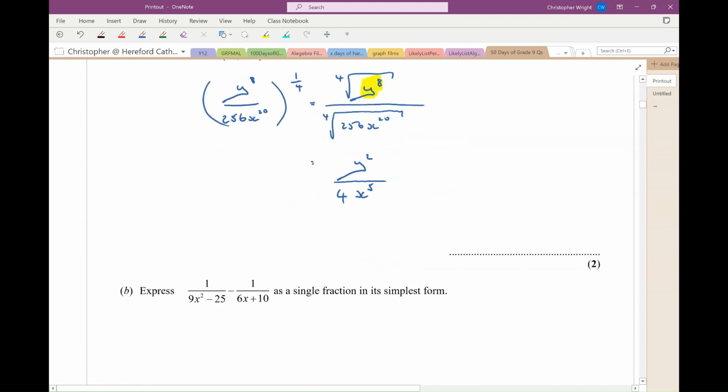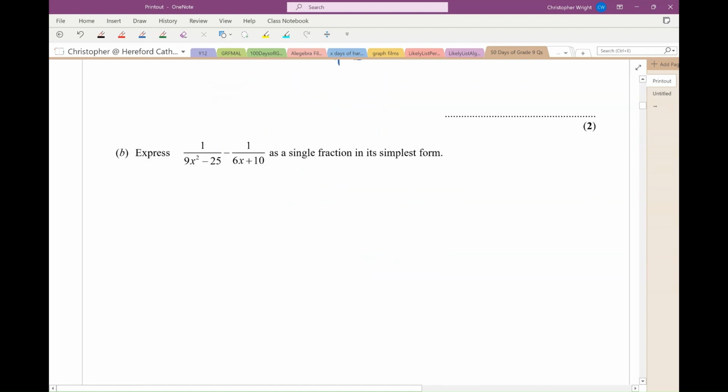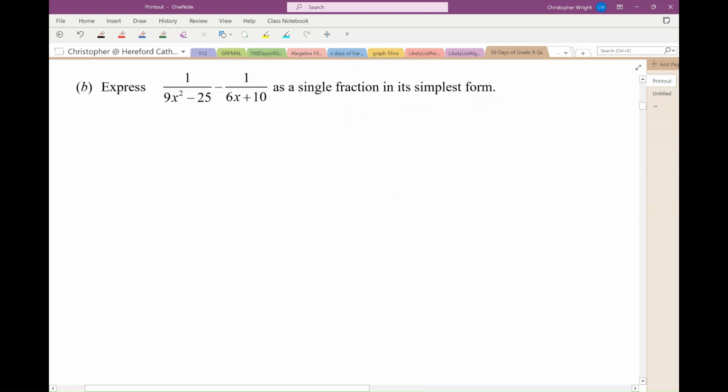Now let's go on to part B. Right, we're subtracting fractions here, aren't we? Algebraic fractions. Now, before we get started, let's write these fractions in a somewhat simpler form. You see on the bottom there, I've got 9x squared minus 25. Well, that's the difference of two squares, because 9x squared is 3x squared and 25 is 5 squared. So that can be written as 1 over 3x plus 5, 3x minus 5. And let's have a look at this. Can I factorise the bottom there? Yes, I can. I can take a 2 out. Leaves me with 3x plus 5.